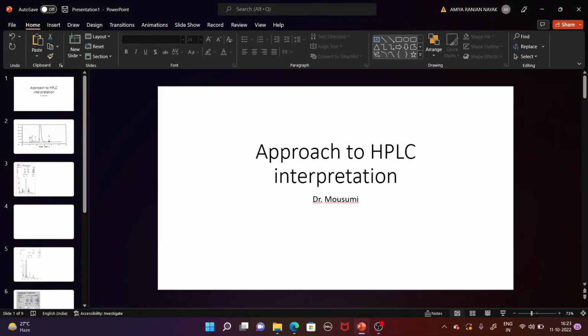Welcome everyone. Today our topic of discussion is the approach to HPLC interpretation. This lecture is mostly based on the HPLC interpretation when you get an HPLC curve. I will not go too much into detail about the hemoglobinopathy physiologies or pathologies or any technical details of HPLC. Just when you get an HPLC report, you should be able to interpret it.